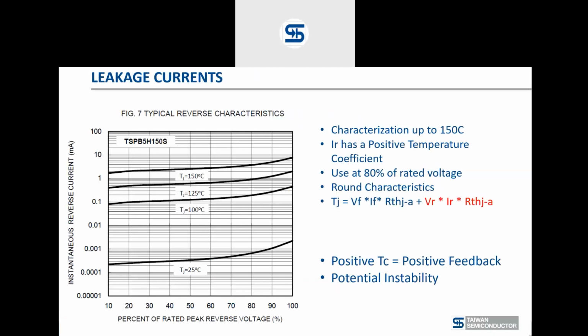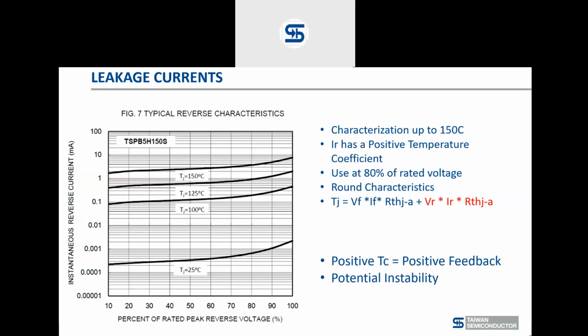Let's look at leakage currents first. This diode is characterized up to 150 degrees C. The main problem with thermal runaway is, of course, that the leakage current has a positive temperature coefficient. That may not bother you too much in a 40 volt Schottky diode, but as you can see here, we're looking at the 150 volt diode, so 80% is 120 volts or something like that. Once you go to, let's say, 125 degrees C, 1 milliamp, you're talking about 120 milliwatt reverse power, and those reverse losses actually become significant.